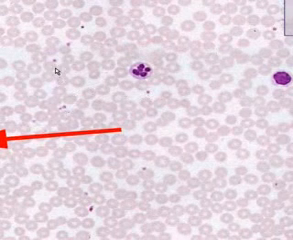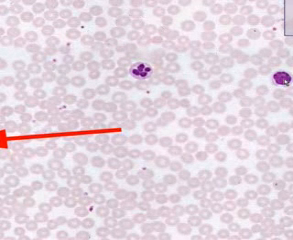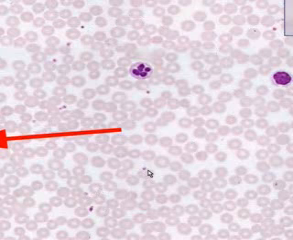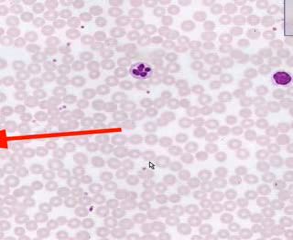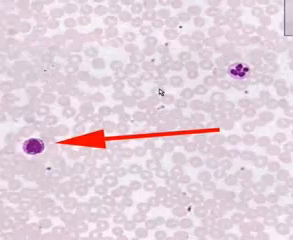All of these little dots, which look like little flecks of material, are platelets. Sometimes they are between the red cells. Sometimes they overlie partly or fully the red cells. And there's about 150 to 400,000 platelets in the average cubic millimeter of blood.